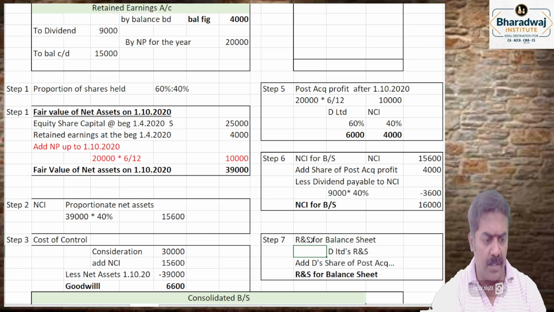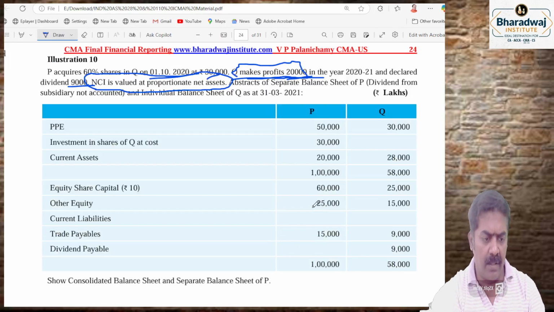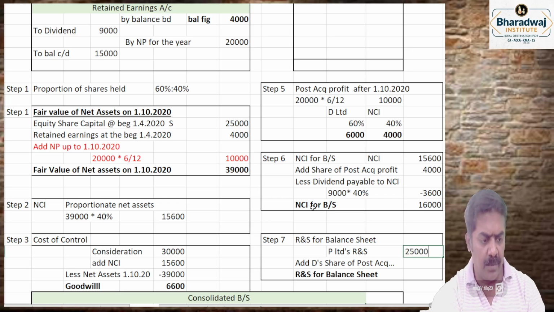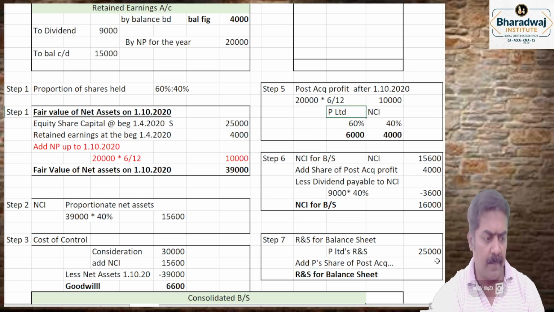Reserves and surplus for balance sheet. What is holding company's reserves? Other equity 25,000. Add which one? P Limited share of post acquisition profit. How much?